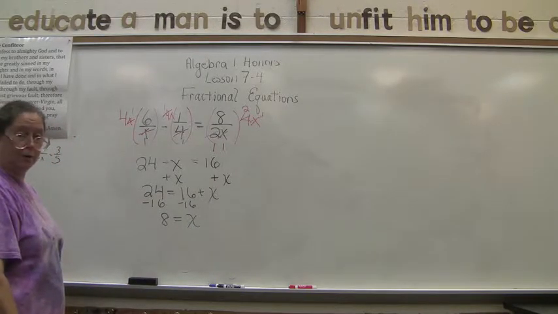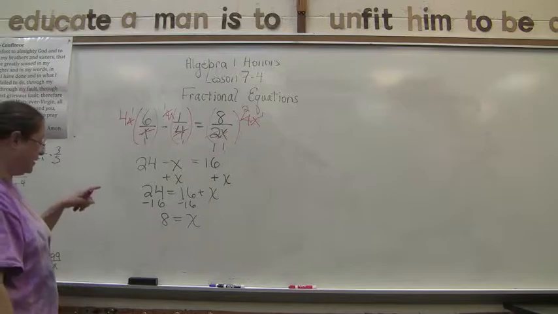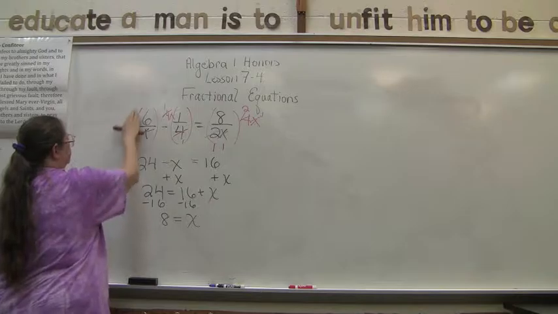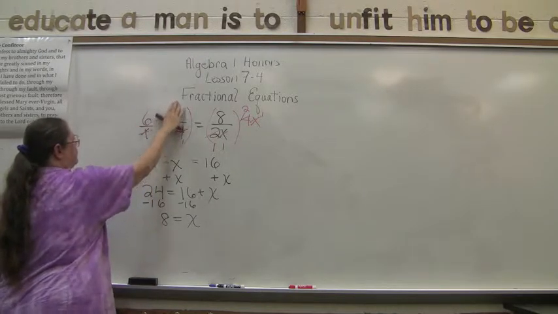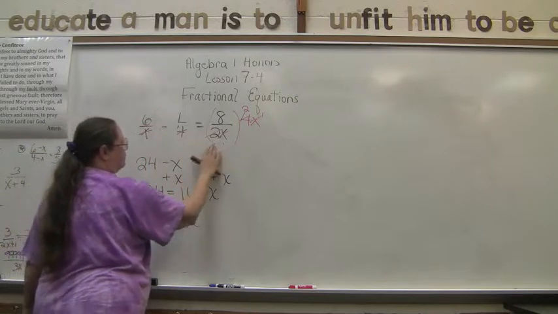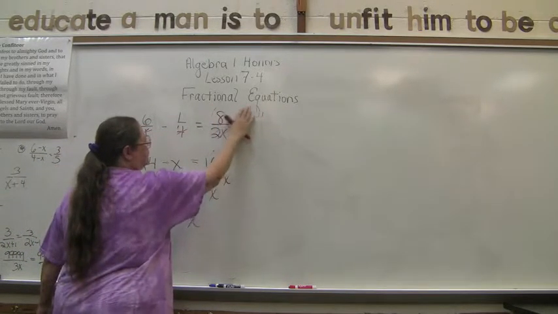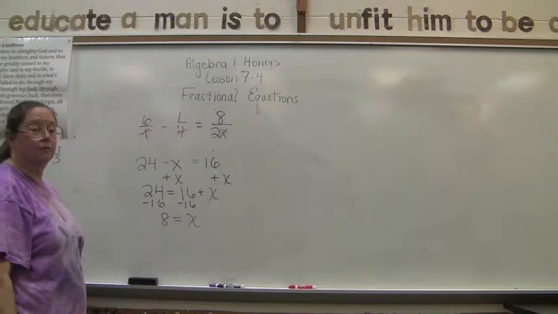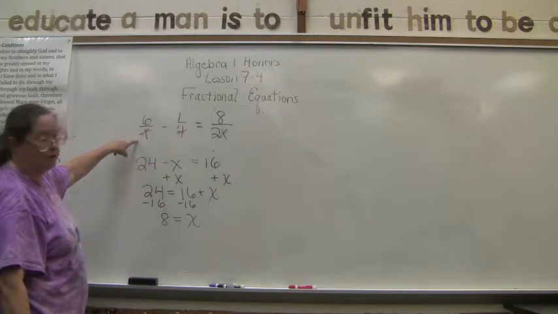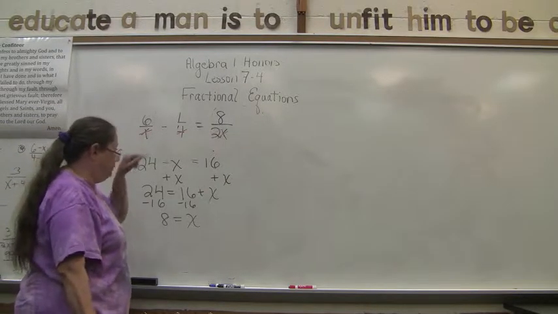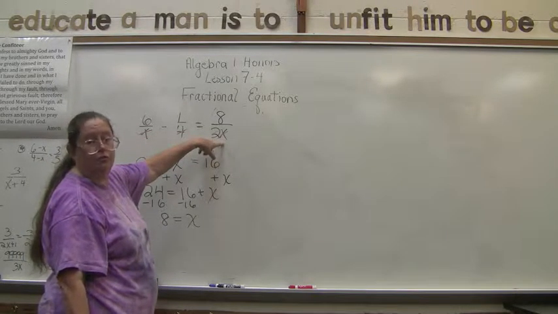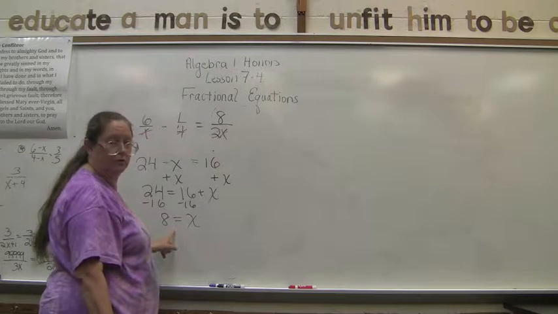Now, here's my buyer beware clause, because I got fractions. I've got to take that 8 and make sure that in my original equation, that 8 didn't make any of my denominators 0. The only place I really have to worry about that is where I have variables in the denominator. So if I put an 8 here, 6 eighths, that's not 0 in the denominator. If I put an 8 here, 2 times 8 makes 16. That's not 0. So my answer of 8 is correct here.